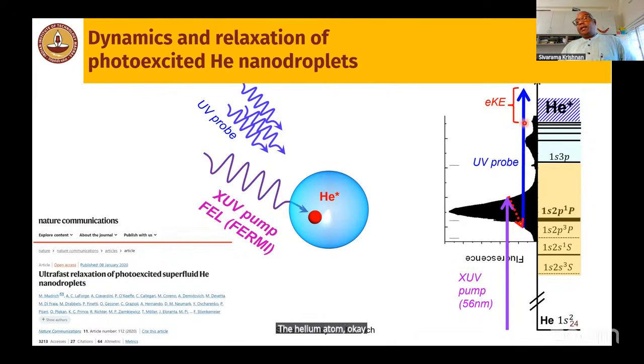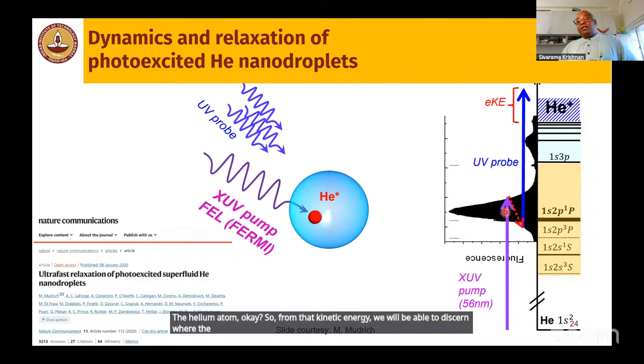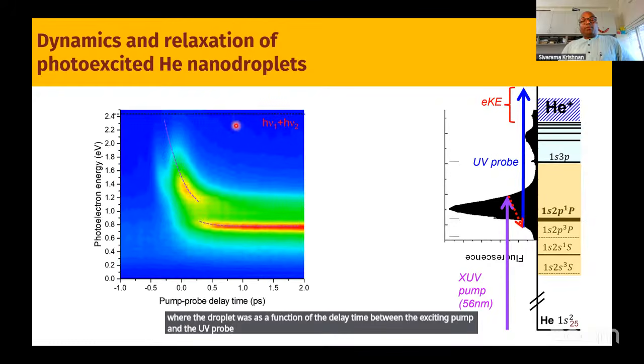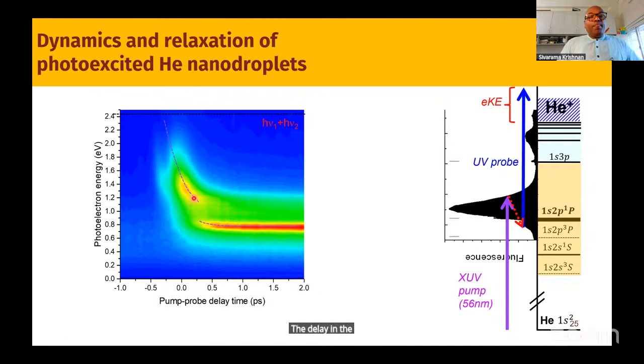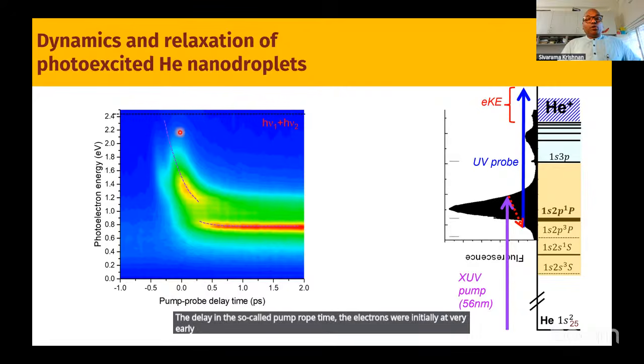Okay, so from that kinetic energy we will be able to discern where the droplet was as a function of the delay time between the exciting pump and the UV probe. So this was performed, and you can see on the horizontal axis the delay in the so-called pump-probe time. At very early times, close to t equal to 0, electrons came out with the highest kinetic energy, and then for later delay times the energy started decreasing.